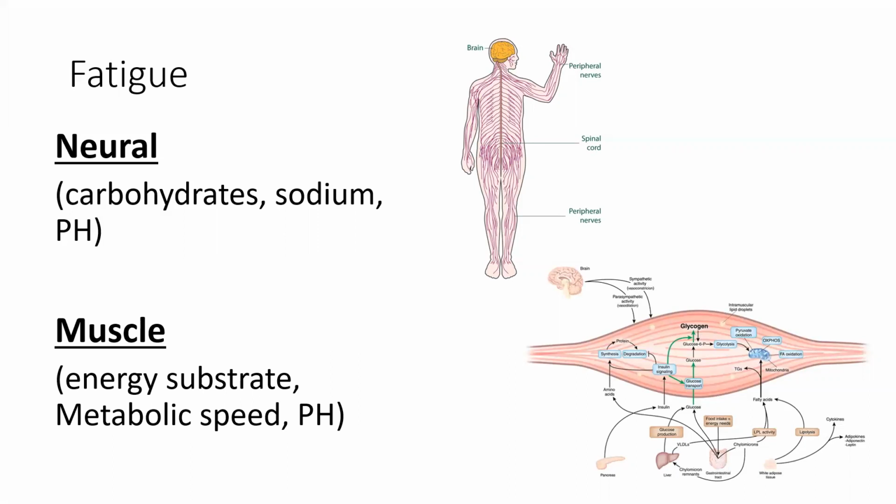The next level is the muscular system. So we can look at energy substrate availability within the muscle. So glycogen availability, fatty acid availability, where those substrates are, how much we have within the muscle. We look at metabolic speed, so how fast we can utilize each of those metabolic pathways, because they are limited in their speed of energy production. And then we have other factors like pH and temperature that can affect the muscle itself by slowing metabolic speed or forcing the utilization of other metabolic pathways.